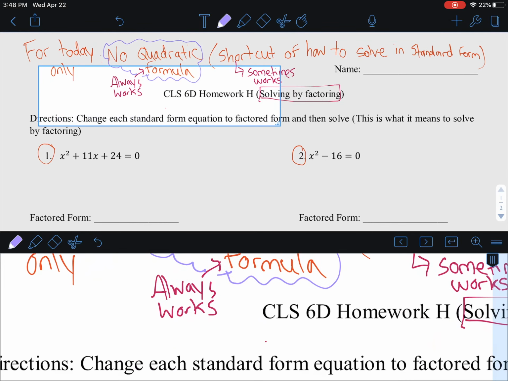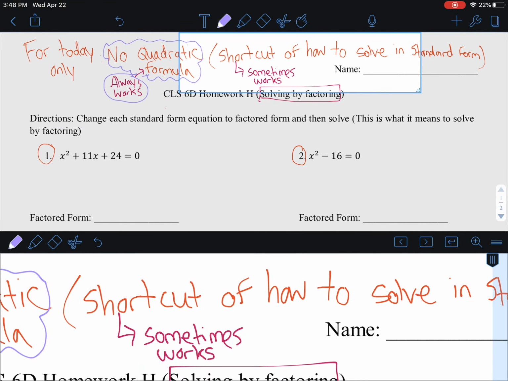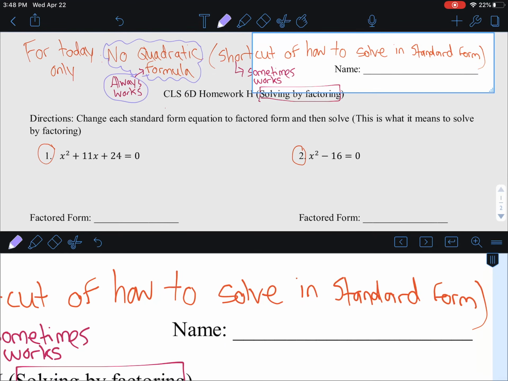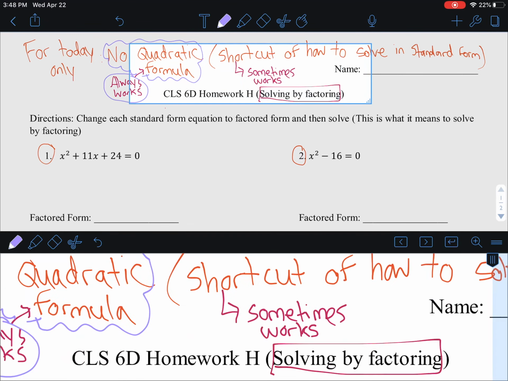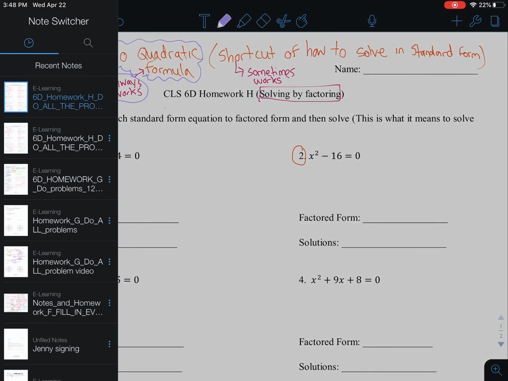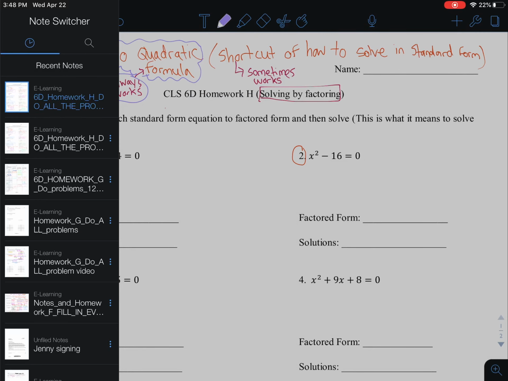Just to be clear, the quadratic formula will always work. You can plug your A, B, and C into that long formula that I taught you a couple weeks ago, and it will always work. Today is a shortcut, a shortcut way of how to solve in standard form. Let's say you forgot how to do the quadratic formula. It's pretty long. There are a lot of variables in it. You might forget a plus or minus. You might make little mistakes.